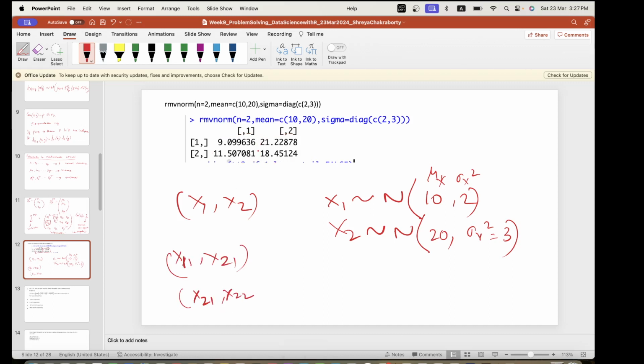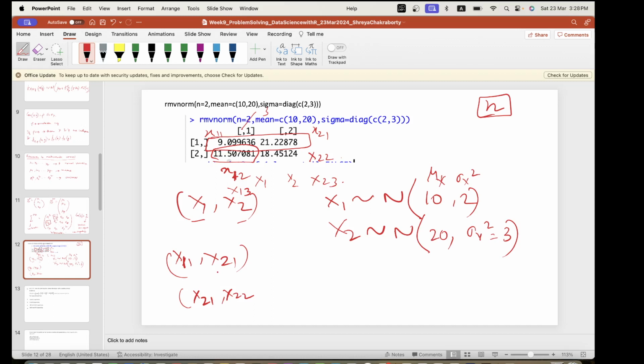Okay, so the first sample was this one. This is your x11, x21, this is x12, x22. If instead of 2 I give 3, then I am going to have x13, x23. Similarly, if I want to generate n random vectors, the rows would give me the combinations of x1 and x2. So this is my variable x1 and this is my variable x2.